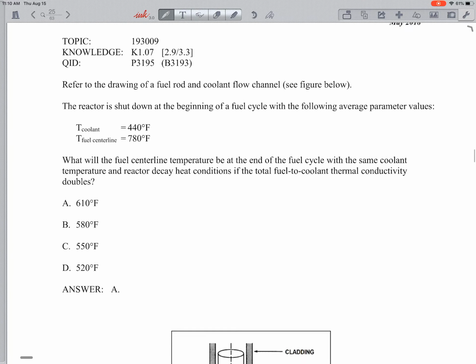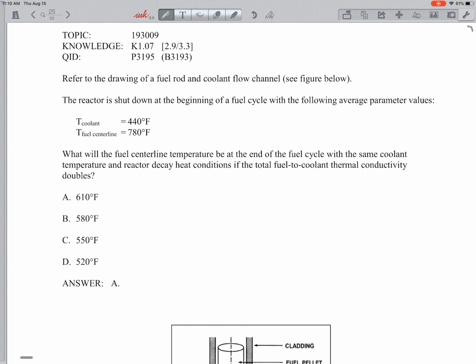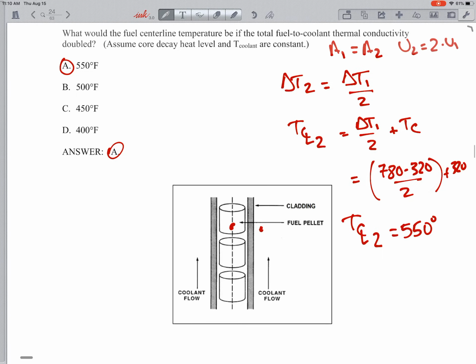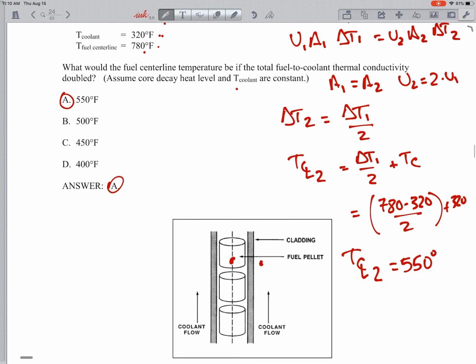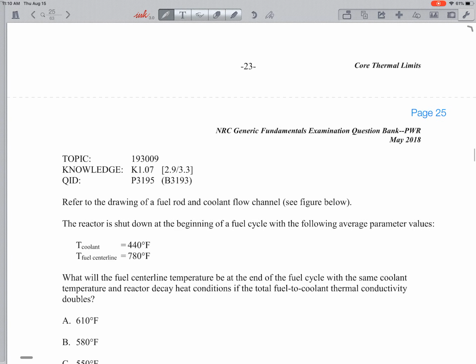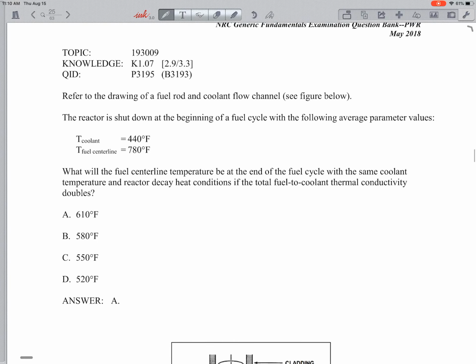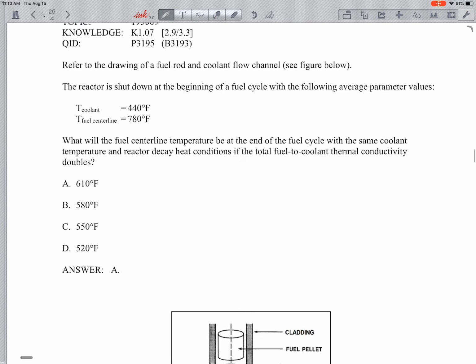So next problem should be the same. This new one doesn't give you this assumed decay heat level and coolant temperature constant. So maybe that's different. But we'll see. It's got the same drawing. Further drawing of fuel rod and coolant flow channel. The reactor shut down at the beginning of cycle with the following average parameter values: 780 minus 440. Will the fuel centerline temperature be at the end of the fuel cycle the same coolant temperature? And they just tell you reactor decay heat conditions if the total fuel to coolant thermal conductivity again doubles.